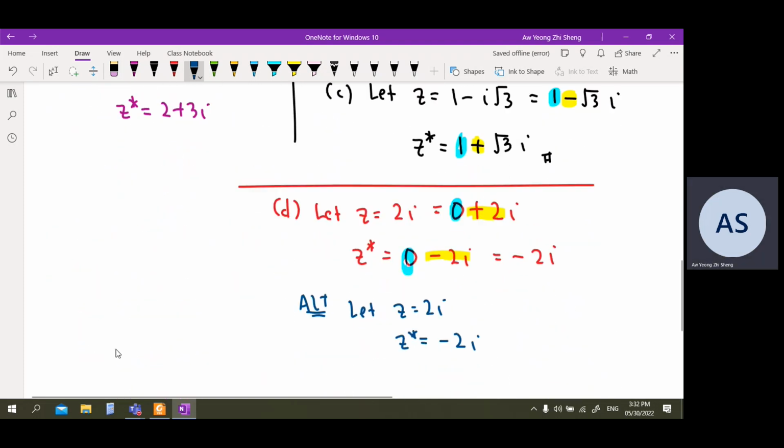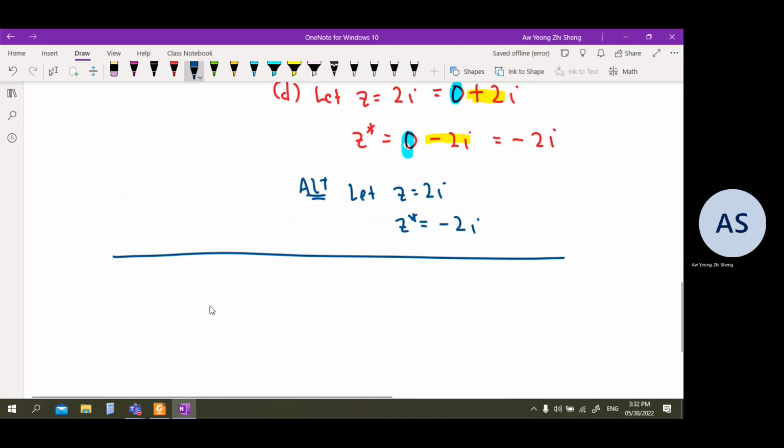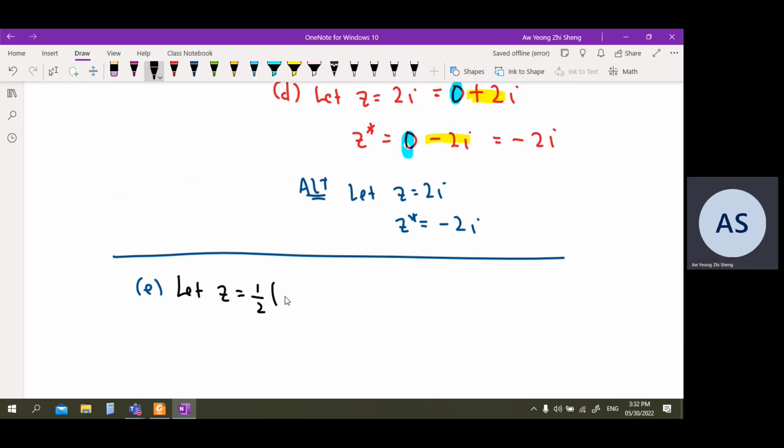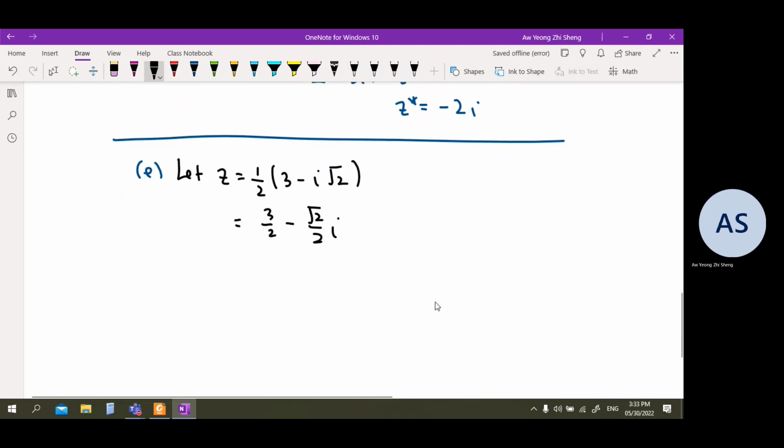Then part E. Part E is, I will let z be the given number 1/2 times (3 minus i root 2). To make it easier to see, I will just distribute my 1/2 into the bracket so that I have 3 over 2 minus 2 over 2 as the coefficient of i. And then z star is 3 over 2 plus 2 over 2 i, where the minus is reversed to become a plus.